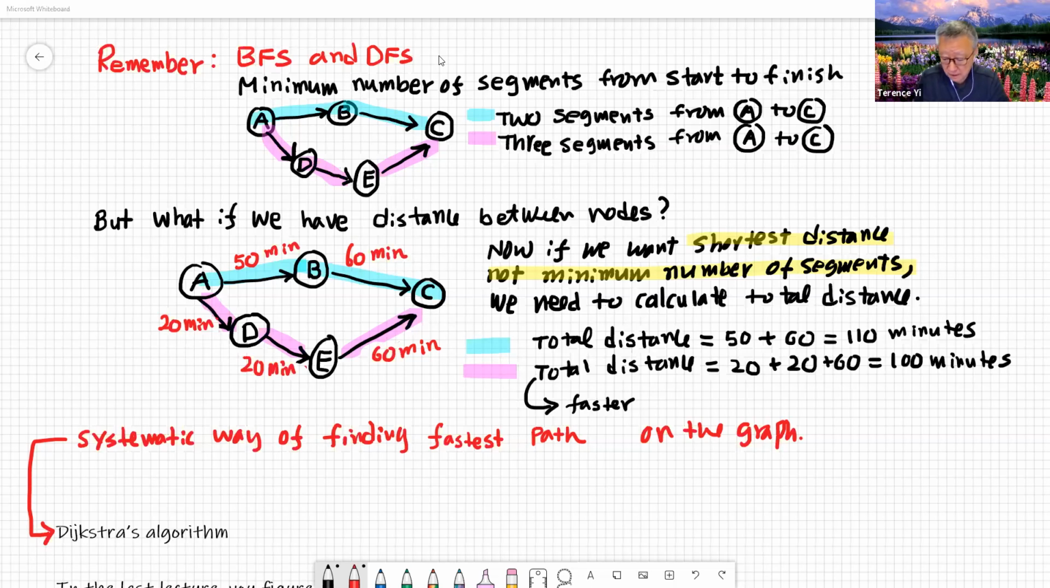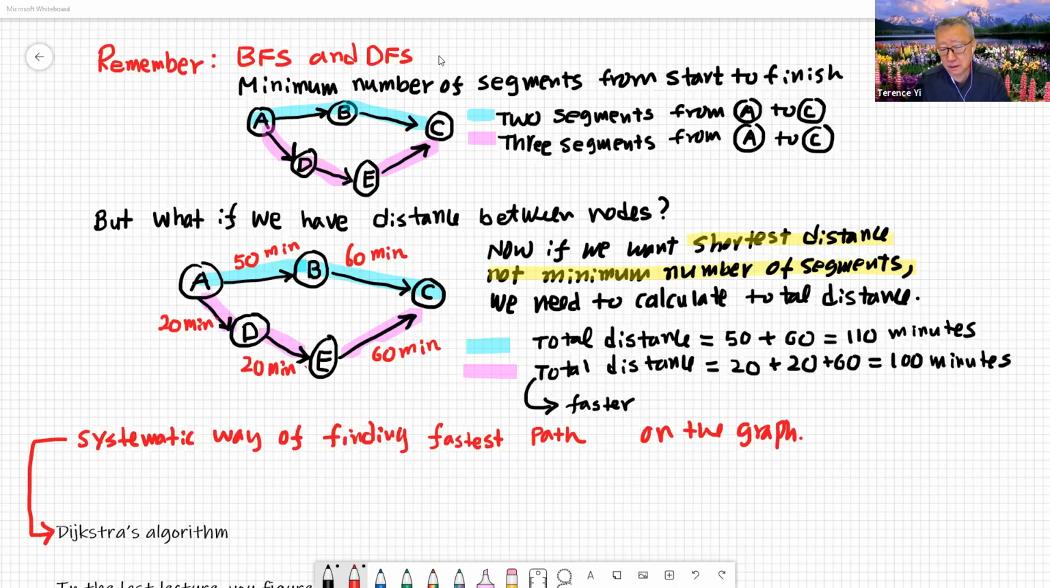So for example, if you look at the diagram on the left over here, I have a path from A to B to C. Then I have another one, A to D to E to C. Both paths lead into the node C. But with BFS and DFS, we are concerned about the number of segments we take to get there. If you look at the blue path on the top, we only have two segments, right? So go from A to B and B to C.